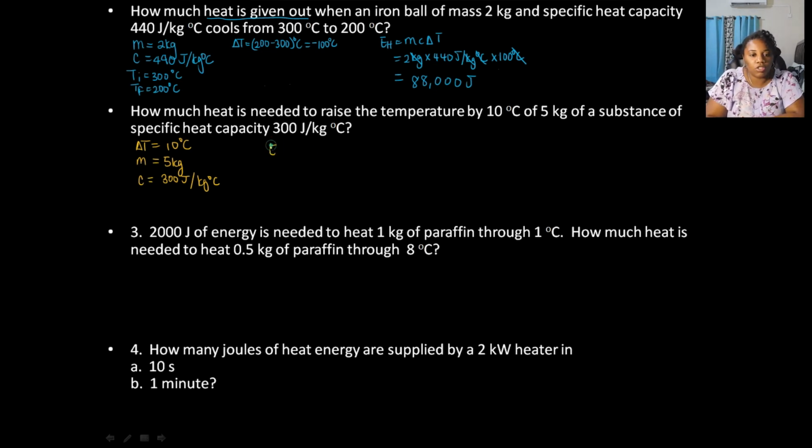So we're going to say EH is equal to MCΔT. So the mass is 5 kilograms. C is 300 joules per kilogram degree Celsius. And the temperature change, which is already calculated for us, just goes in there naturally. And if you calculate this, you get 15,000 joules. Okay.